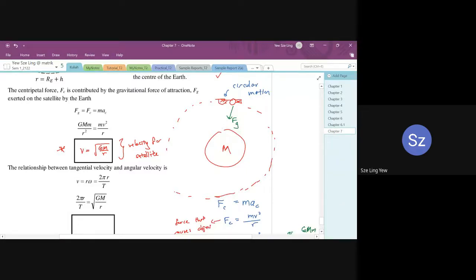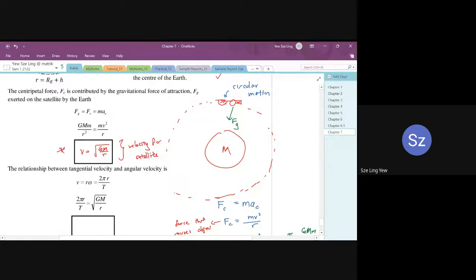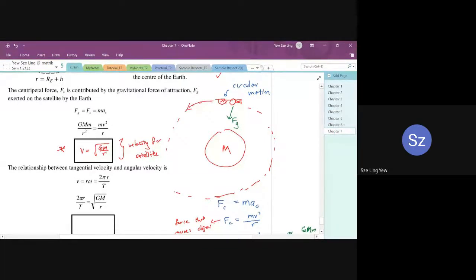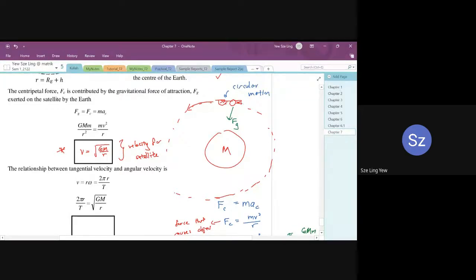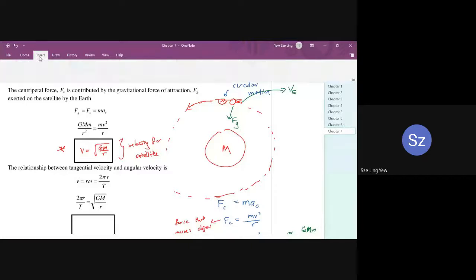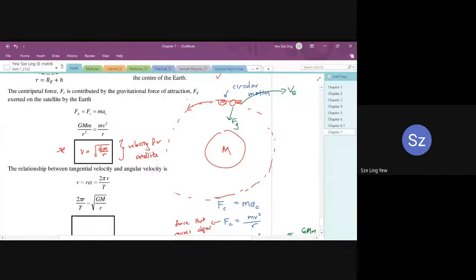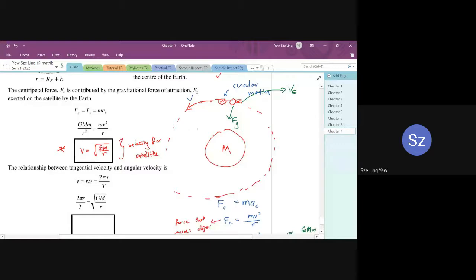The velocity that we are using right now, v equals square root of GM over r, is the velocity for this satellite to move along the orbit. If you are looking at escape velocity, then it will leave the orbit. So it will leave the orbit with escape velocity, but it is moving in the orbit with this velocity. Don't get confused. Make sure you read the questions carefully.